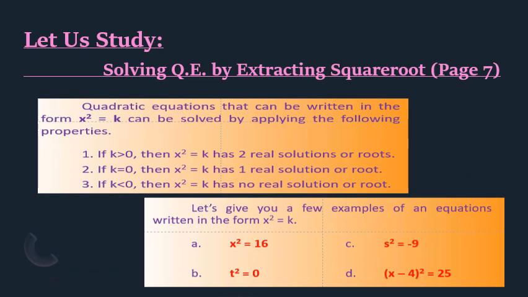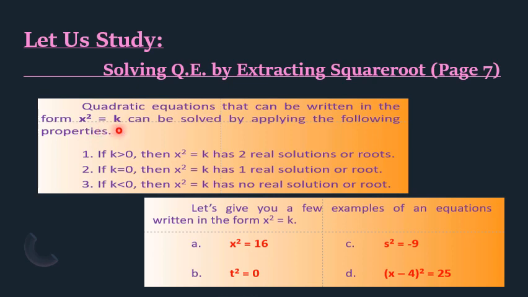Now, let's try to solve quadratic equation by extracting square root. So, this is page 7 on your module. So, quadratic equation that can be written in the form x squared is equals to k can be solved by applying the following properties. Okay, take note, x squared is equals to k.